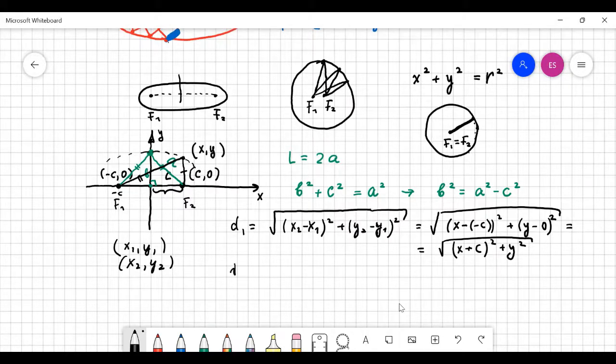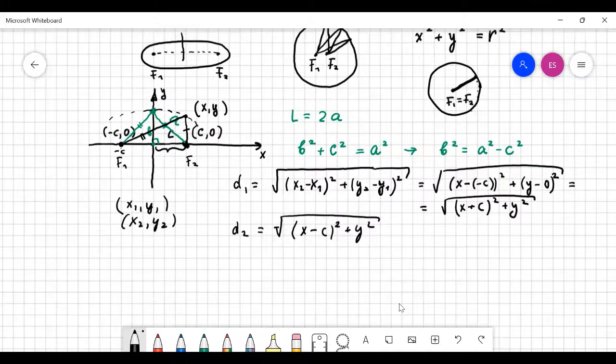Now, what is going to be distance 2? Distance 2 uses the same formula, but the focal point is different. It's this focal point, right? The only difference is that it was minus c over here, and there's going to be plus c over here. That means it's going to be x minus c. Too many minuses. And the y is still minus 0. That's my second distance. I know that for the ellipse, the sum of distances is equal to the constant length, which is 2a, right? So distance 1 plus distance 2 is supposed to be equal to the same constant.